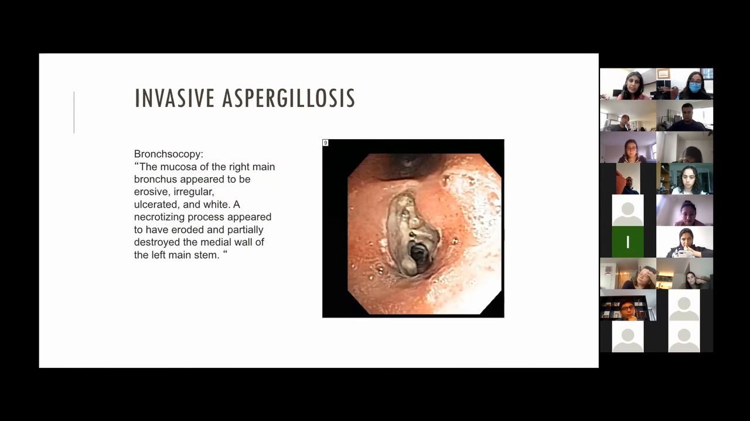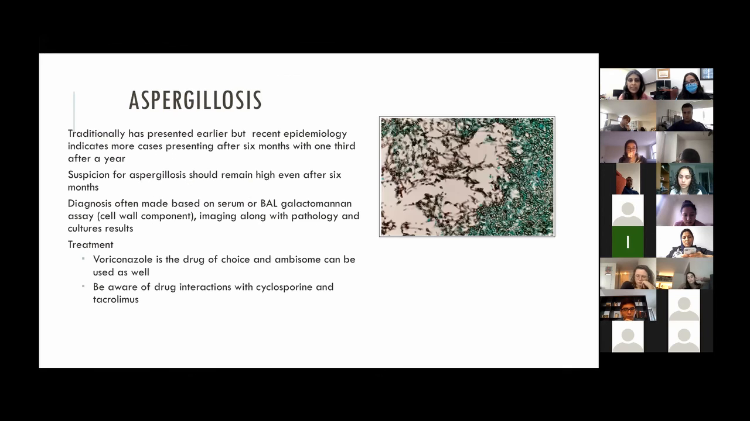When the pulmonologist bronched this patient, they wrote this in their bronchoscopy note: the mucosa of the right main bronchus appears to have been erosive, irregular, ulcerated, and white, and there appears to be a necrotizing process that's eroded and destroyed the medial wall of the left main stem. So this is aspergillosis. This is a pretty common invasive fungal infection that we see after transplant.